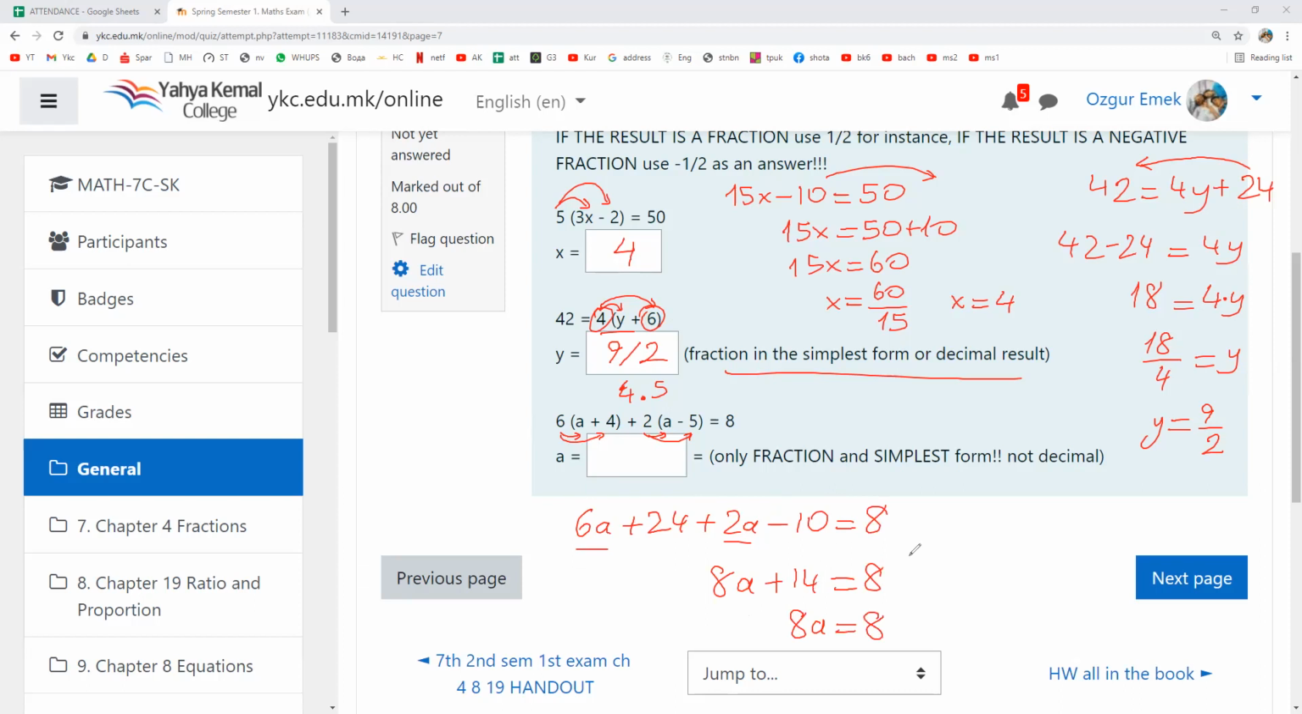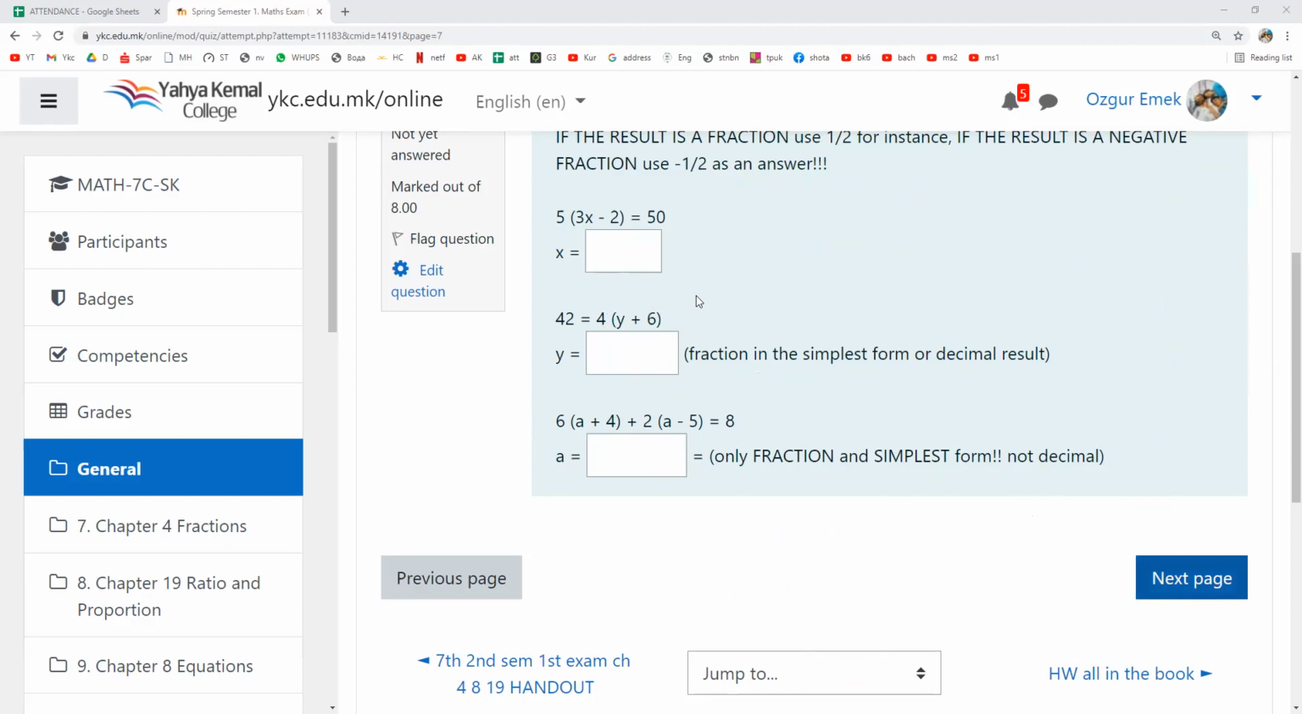Let's rewrite 8a and 8 on their own side. Let's recopy them. Plus 14, but on the other side, minus 14. We get 8a equals minus 6. 8 is multiplied by a on the left, so it will divide minus 6 on the right side. But it's not simplest form. Divide each by 2, we get minus 3 over 4. So minus 3/4. Not decimal, I told you not to write decimal. Okay, next.